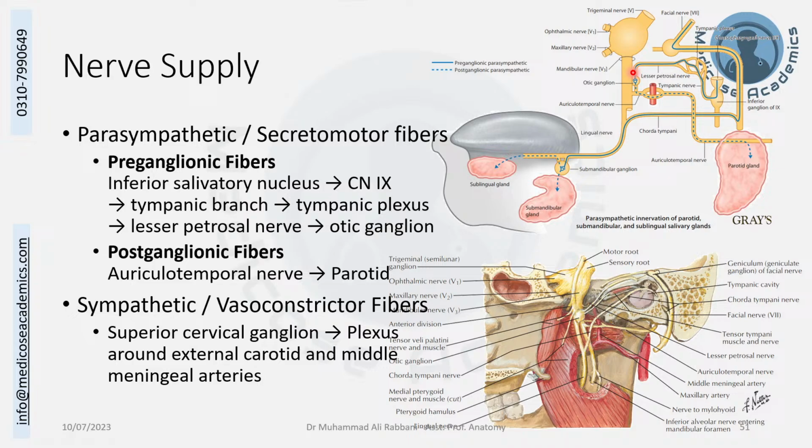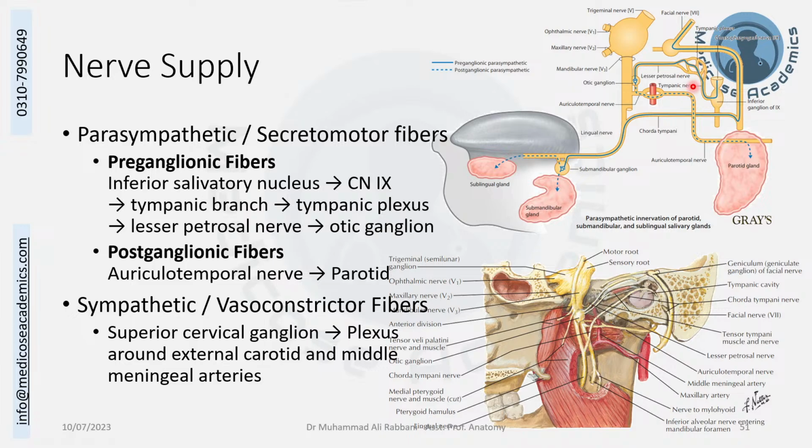I know it's a little tricky, and it may not be easy to memorize right now, but just listen to it. We will go through this again, inshallah, when discussing the cranial nerves. The presynaptic, first order neuron, the preganglionic cell body, is present in the brainstem, in the medulla, in the inferior salivatory nucleus. It exits with the glossopharyngeal nerve, and as it comes down to the infratemporal fossa, it enters the middle ear through the tympanic nerve.